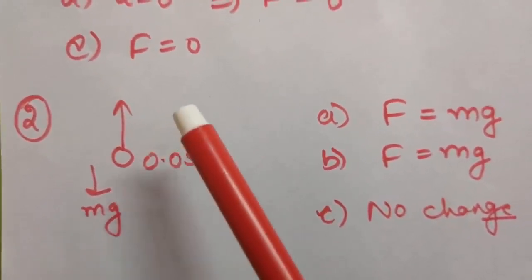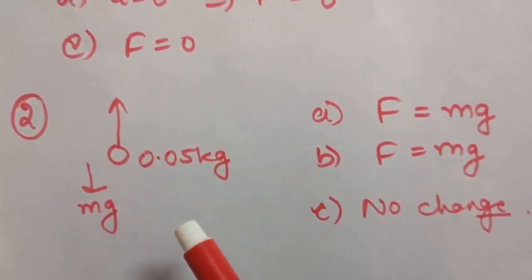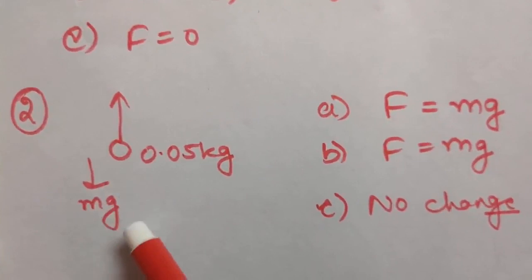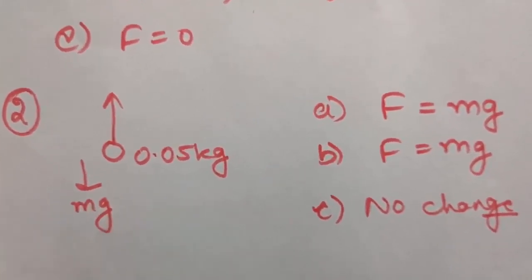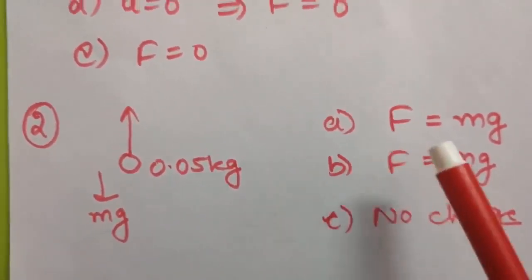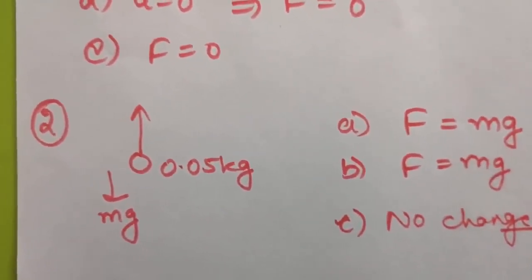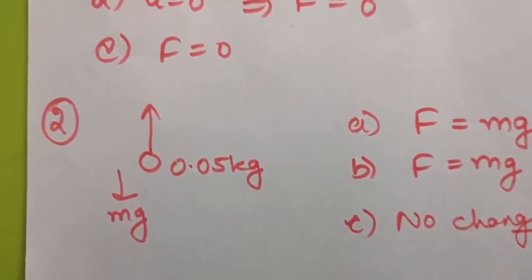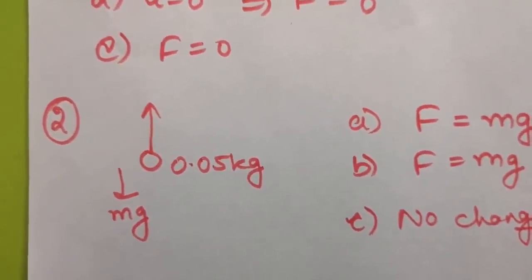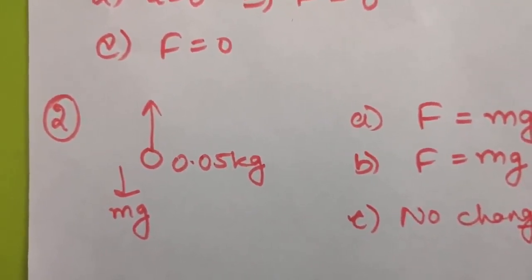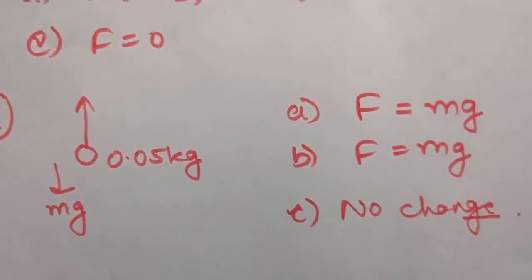Either the pebble goes in upward direction or the pebble goes in downward direction. The force mg will act on it in downward direction. So for both the parts, F is equal to mg will be the answer, and it will be acting in downward direction. Okay, so the next part of the question says, do your answer change if the pebble was thrown at an angle of 45 degree with the horizontal direction?